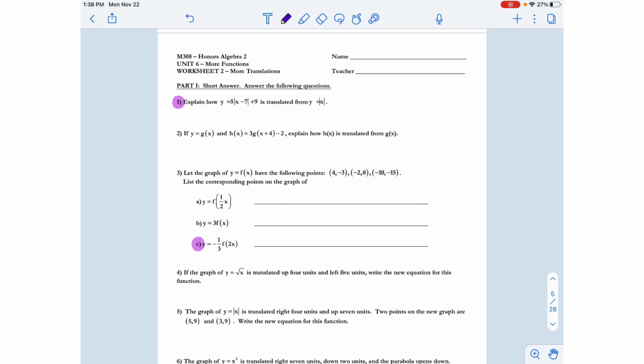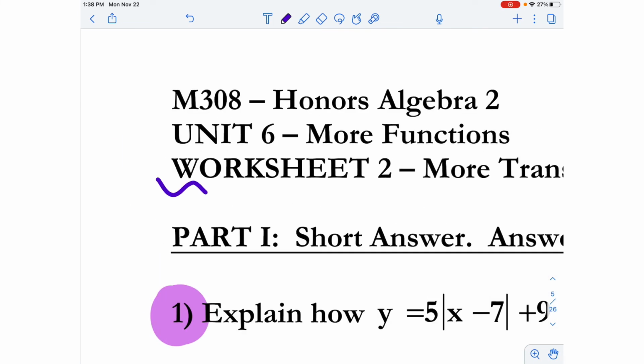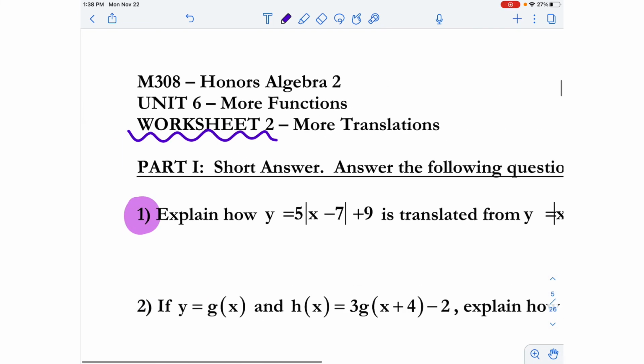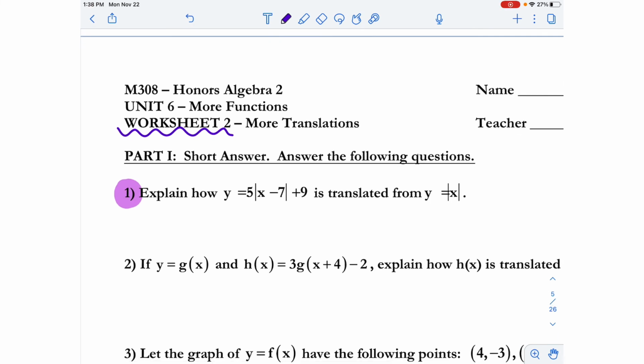Hey, class. It's Mrs. Scott, and I am here to do some examples from worksheet 2 that are similar to mini quiz problems. So I am just going to start right away with number 1. Again, this is worksheet 2. For number 1, it says explain how y equals 5 times the absolute value of x minus 7 plus 9 is translated from y equals absolute value of x.